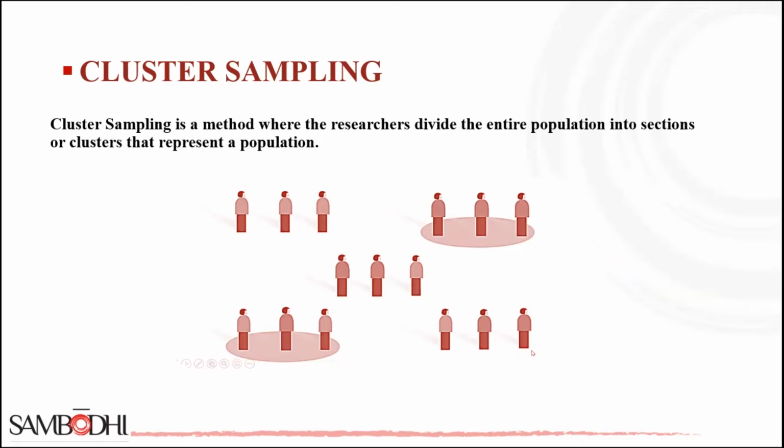Cluster sampling. Cluster sampling is a method where the researchers divide the entire population into sections or clusters that represent the population. Clusters are identified and included in the sample based on demographic parameters like age, sex, location, etc. This makes it very simple for a survey creator to derive effective inferences from the feedback.